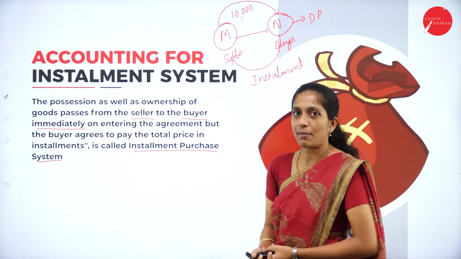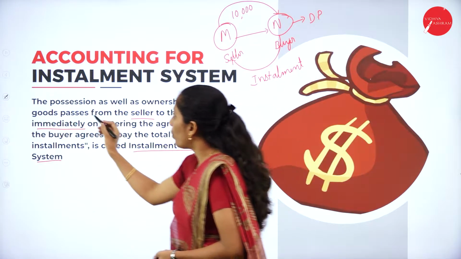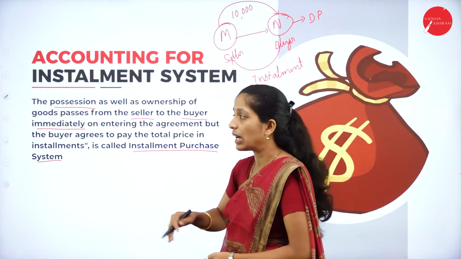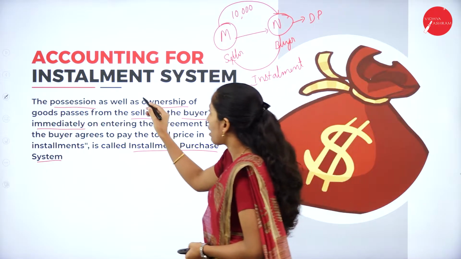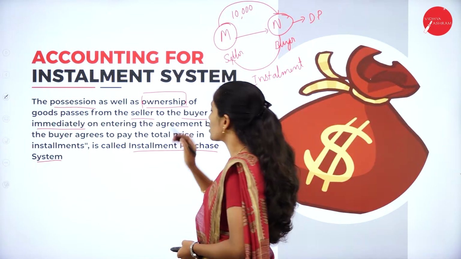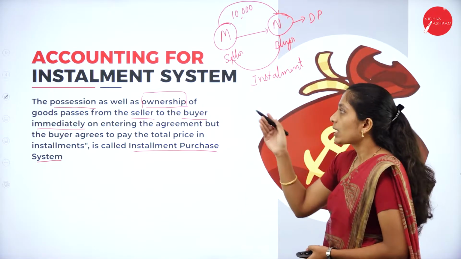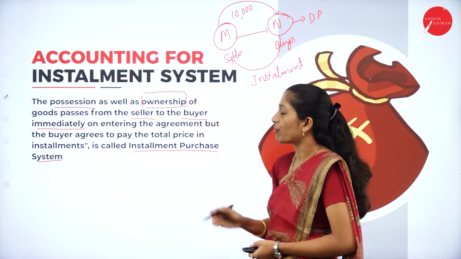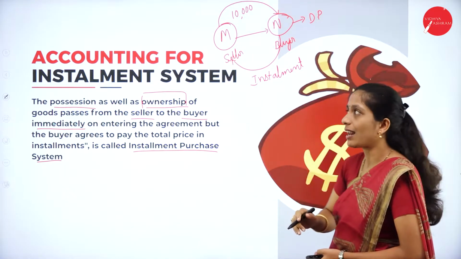Now what is installment system? The possession as well as the ownership. Here both the asset as well as the ownership transfer. So here you have to remember, this is the main difference between hire purchase system as well as installment system. The possession as well as ownership of the goods passes from the seller to the buyer. So I have given an example.